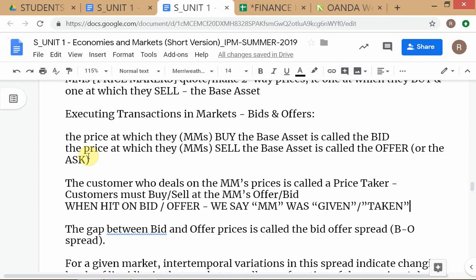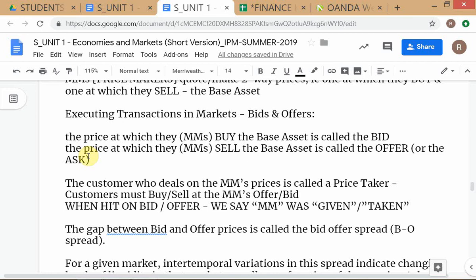Given and taken, I think logically you'll remember it, because if you're given something, it means now you have some units of that. Somebody gives me some chalk, that means I have some chalk with me. Somebody takes the chalk from me means I have less chalk on me, right? When the market makers are hit on the bid, we say that he's given. Which makes sense, because if he's being hit on the bid, that means he's buying the base asset, right? So the number of units of the base asset in his possession has increased, because he just bought some. Okay? Yes, Puneet, you're following? So that's why we say he was given.